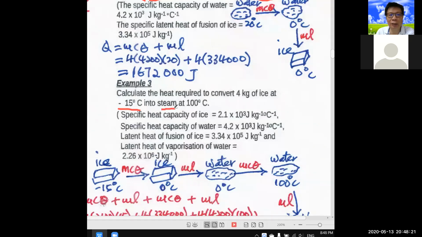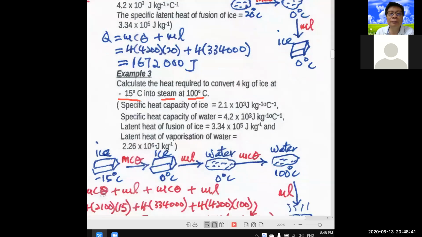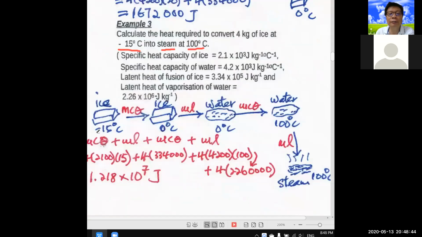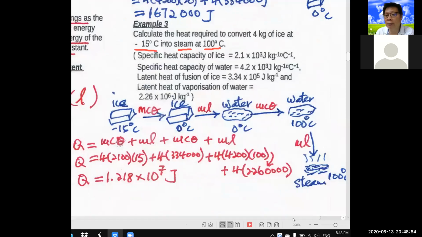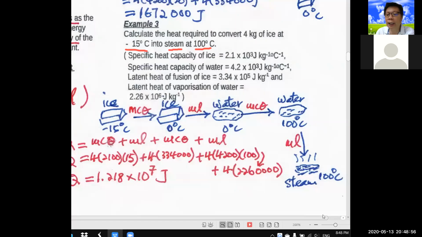Steam is gas, at 100 degrees. All these values are given: specific heat capacity of ice, specific heat capacity of water, latent heat of fusion of ice, latent heat of vaporization. If given, normally you have to use them. Now look here: 1, 2, 3, 4 stages. You must understand the stages I put here now. Okay, go and understand it.